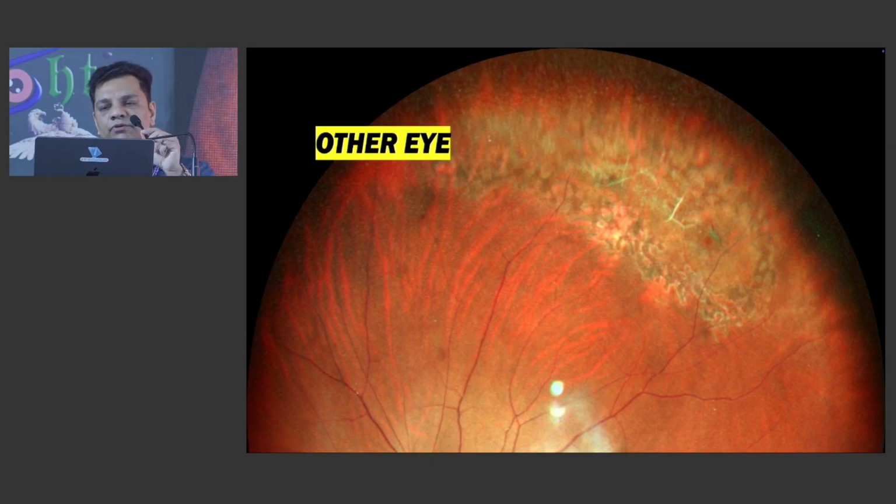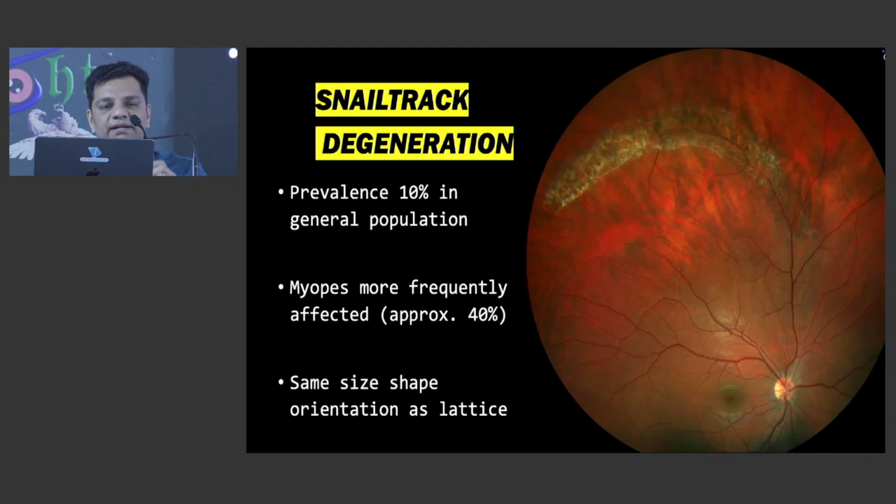So that's a close-up view of the laser which we have done in the periphery. You can either do it with your contact lens or with your laser indirect ophthalmoscopy. Snail track degenerations are also there. Prevalence is 10% and myopes are more frequently affected. Shape, size and orientation will be similar to a lattice, but it will appear a little longer.